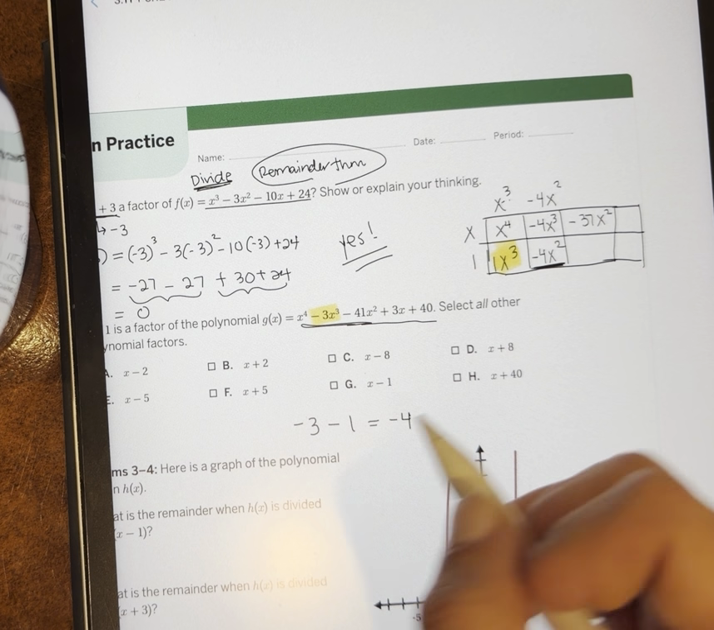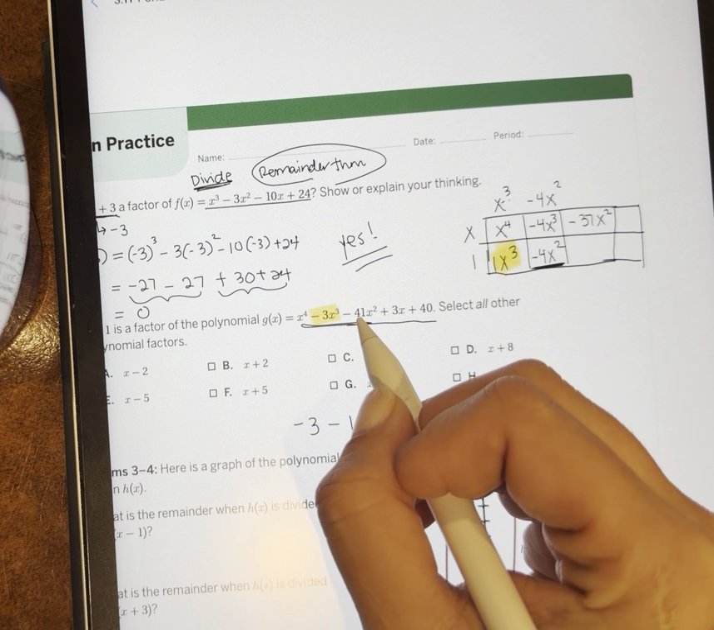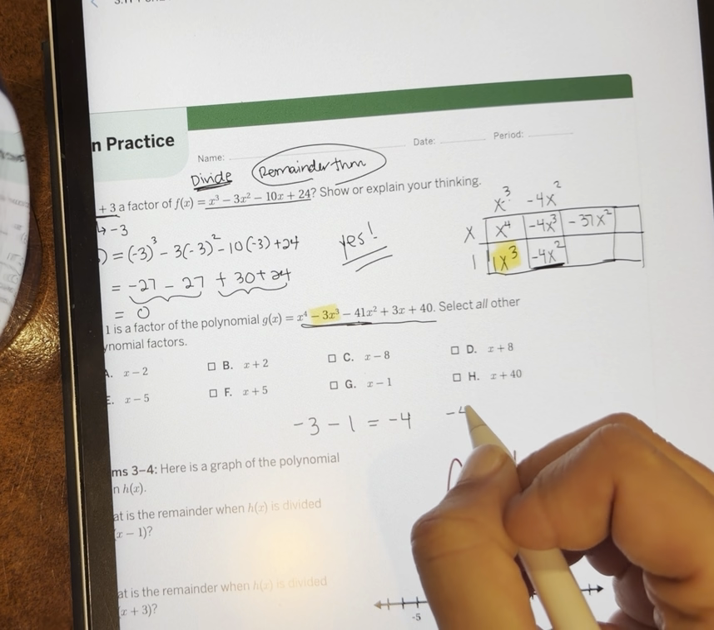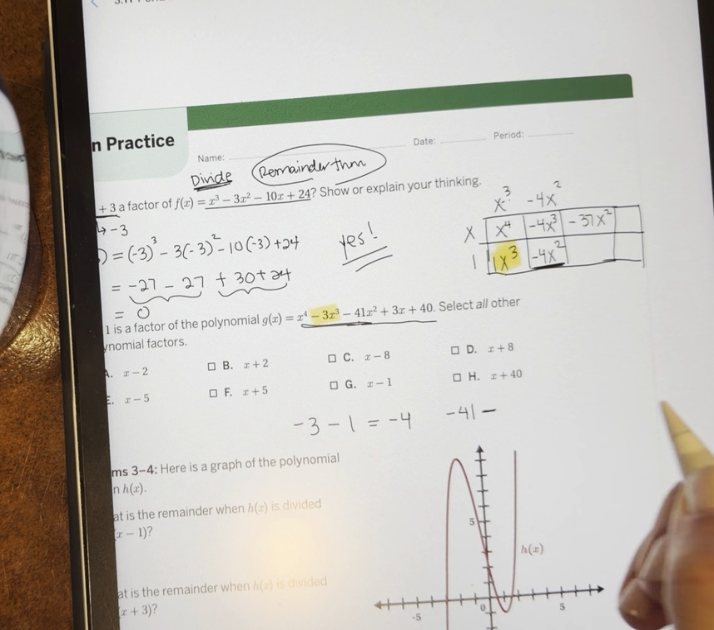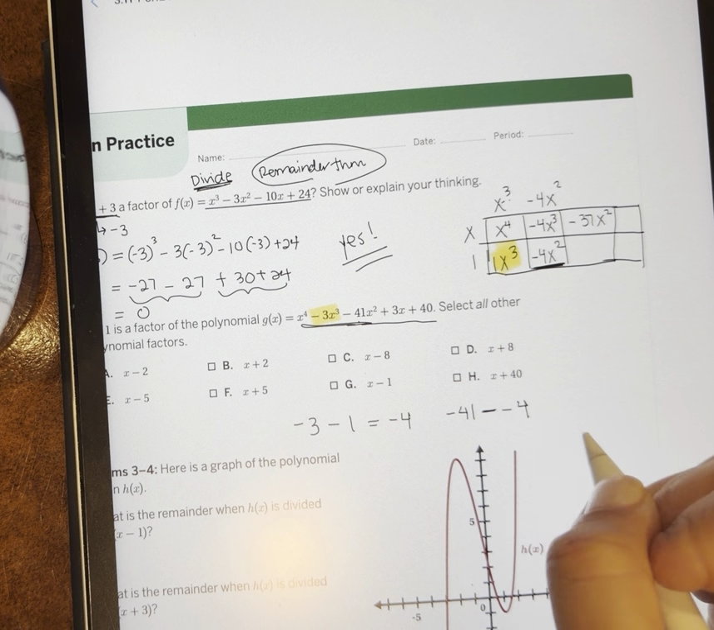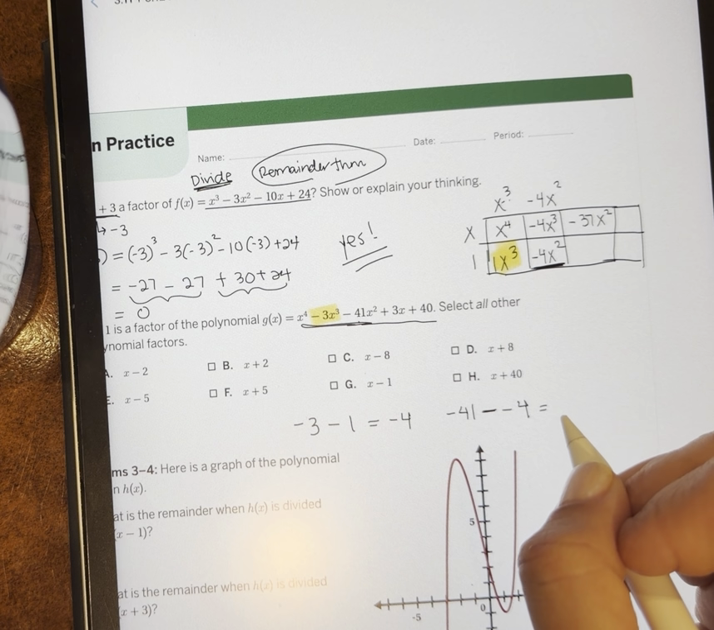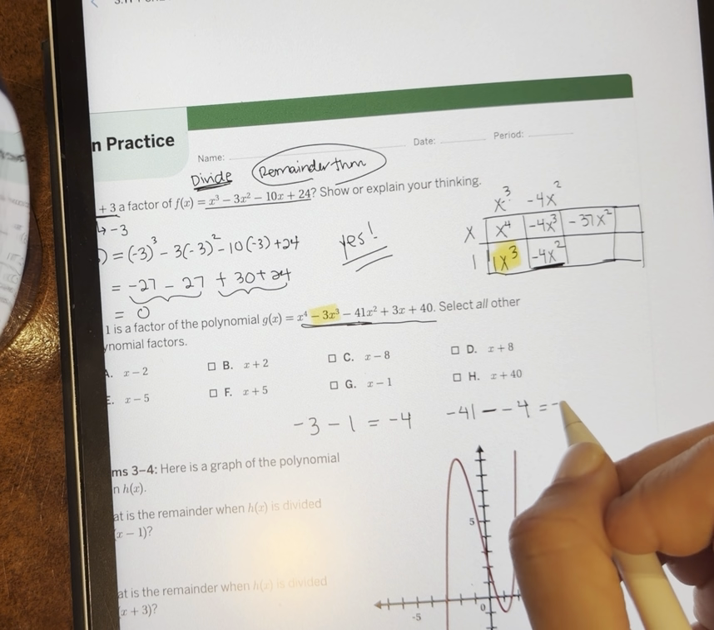However, you can do the same trick as before. You can take what we want to achieve, which is a negative 41, and you can subtract what we have, which is a negative 4. Press enter, and it will get you negative 37.